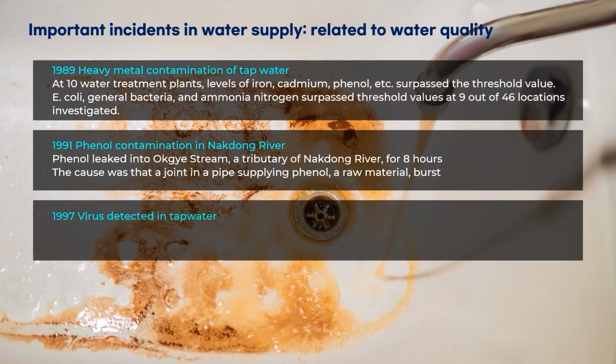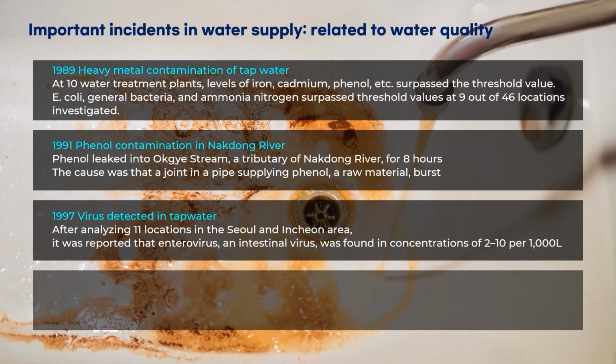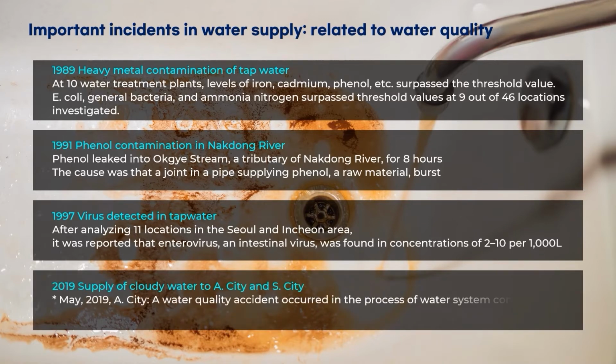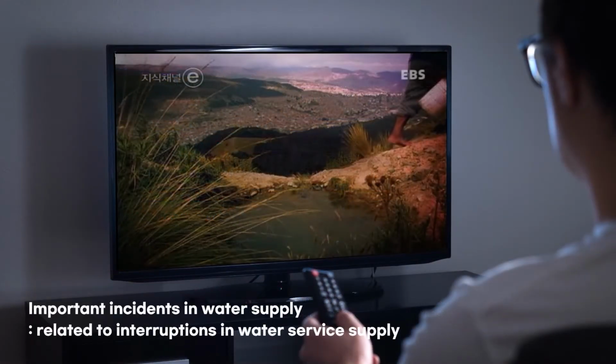In 1997, a scientific report was released saying that viruses had been detected in tap water. This led to standards for virus levels being connected to the water treatment standards of Korea. In 2019, there was an incident in some areas of large cities A and B, in which turbid water was released over a long period. This accident led to strengthened standards for cleaning and examining pipes. There have been not only water quality accidents, but also a number of large and small incidents related to interruptions in supply.